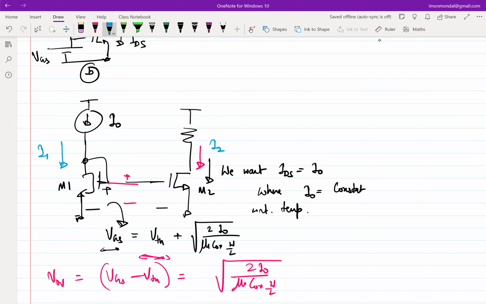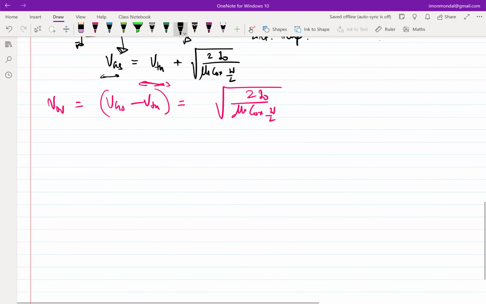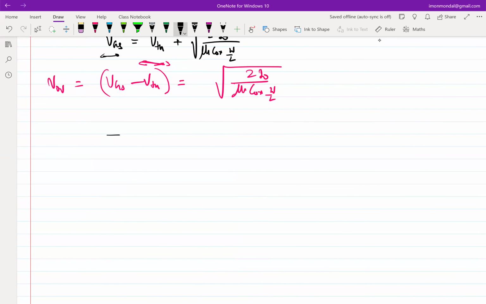Okay. So now, this is only the biasing part. The full picture is not yet over. We have to figure out a way of connecting an input and taking an output. So at least by doing this, what we have done is we have isolated the gate and the drain of M2.